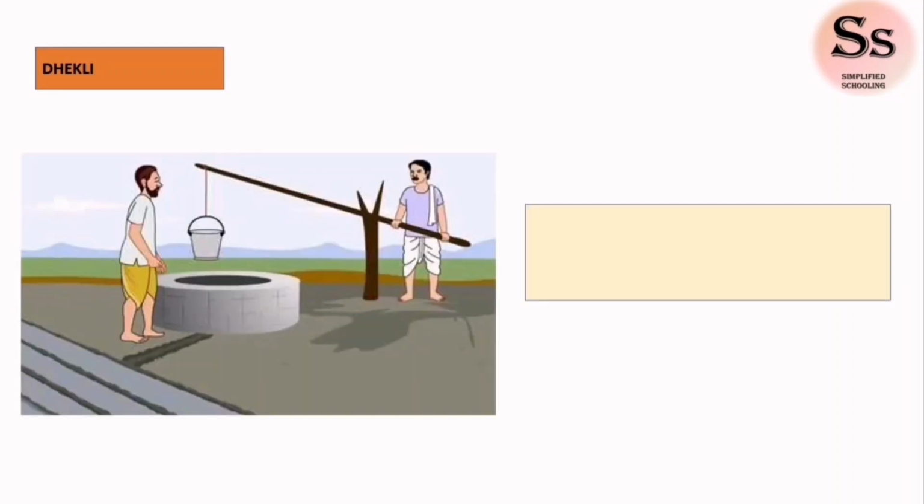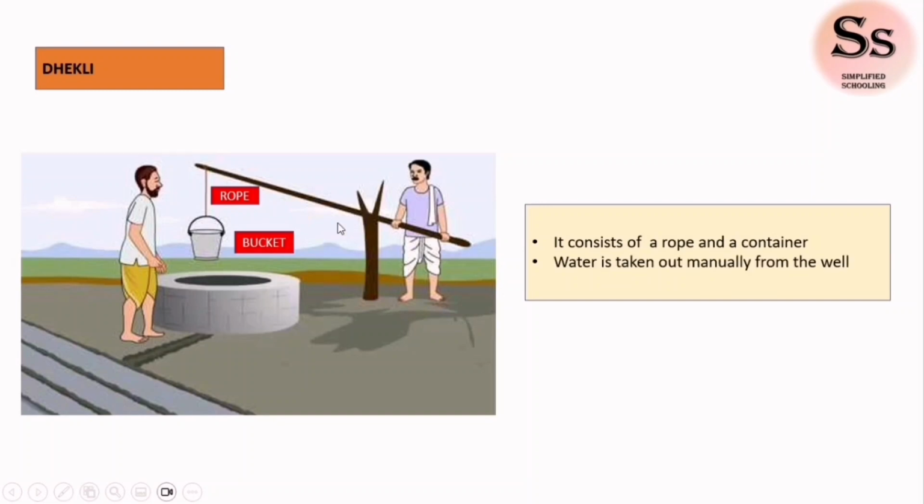Now the third method is known as dhekli. In the dhekli method, ropes and containers are used to get water from the well. The person takes out the water manually through a bucket and pours it into the field. In this way, a lot of water wastage occurs, and now due to scarcity of water, people don't use this method of irrigation anymore.